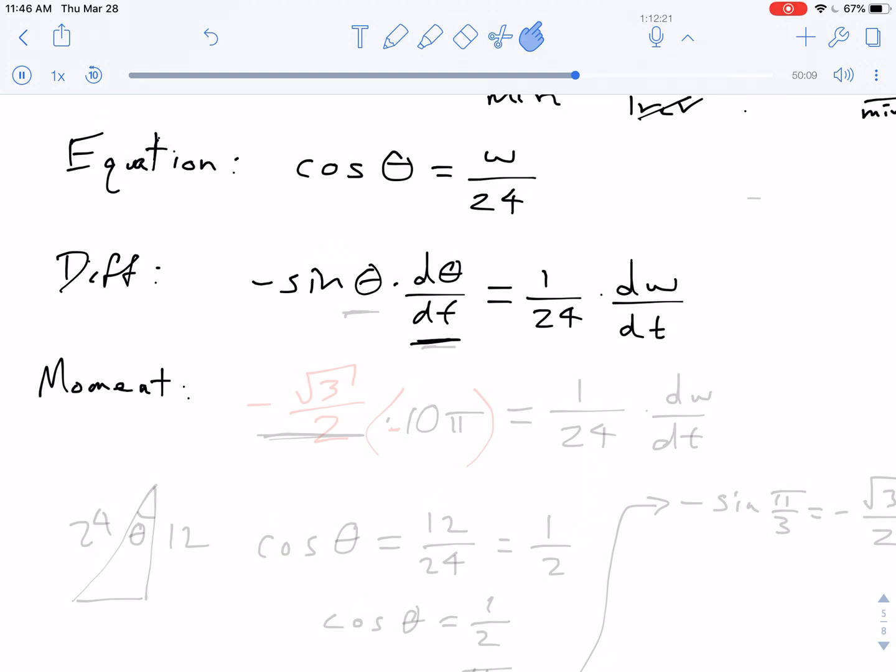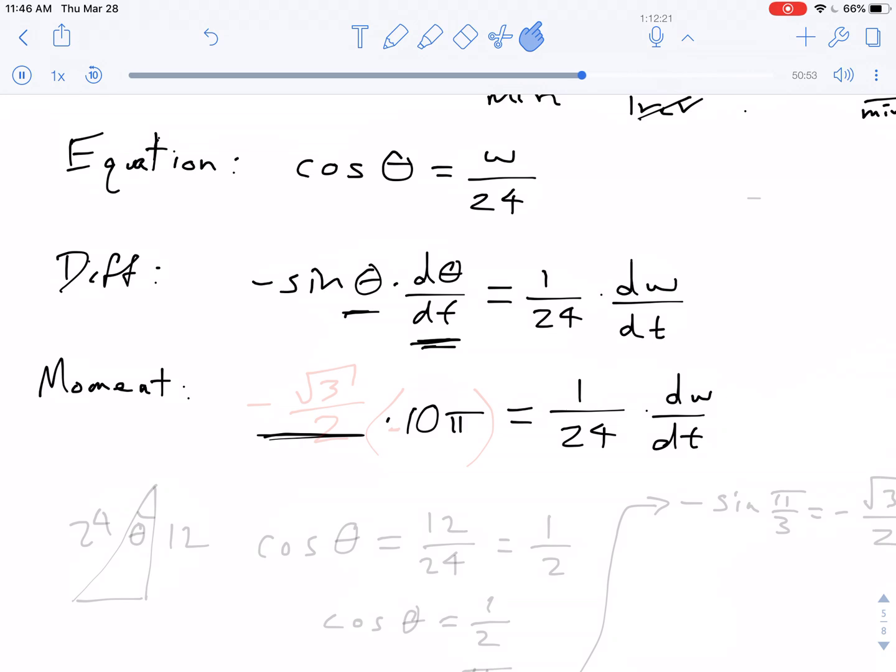Sine of theta. I don't know what theta is. Darn it. I'm having problems here. I just realized I'm having issues because I don't know what theta is. I do know what d theta dt is. D theta dt we just talked about was 10 pi. I need to figure out what negative sine theta is. I'm not sure how to do that. I've got 1 over 24, and I'm trying to find dw dt. So I need to find something to help me figure out what negative sine of theta is.